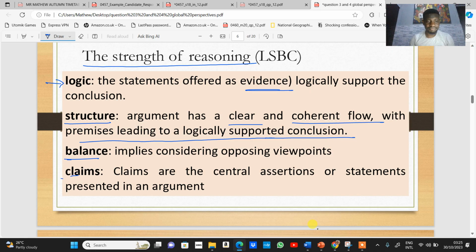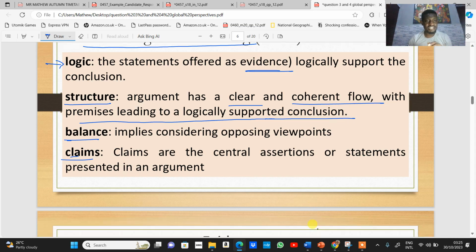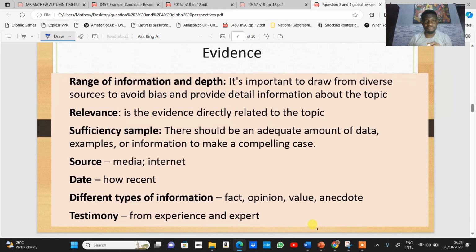Then claims are the central assertion. So they are the central point of the argument. You should be able to identify their individual claims. And in IGCSE Global Perspectives, these claims are usually in the first statement that both of them make about that particular topic. Then the next thing is you look at the evidence provided.